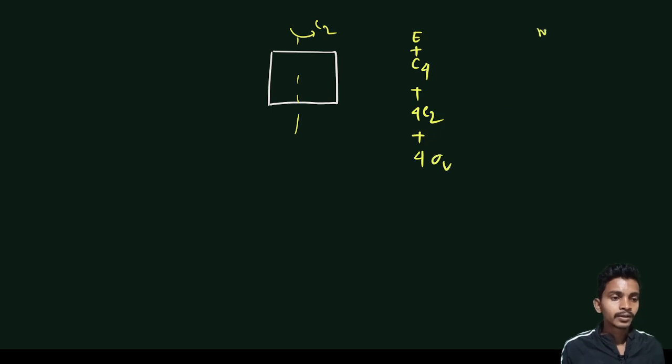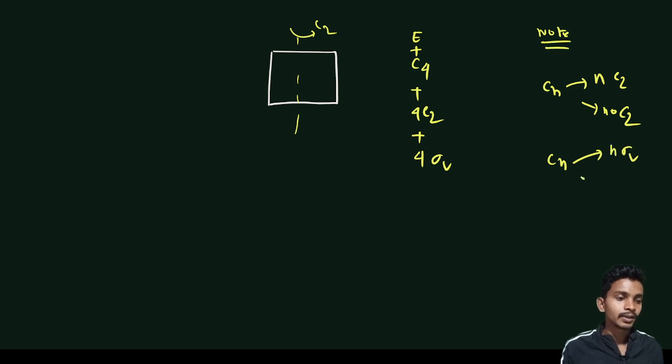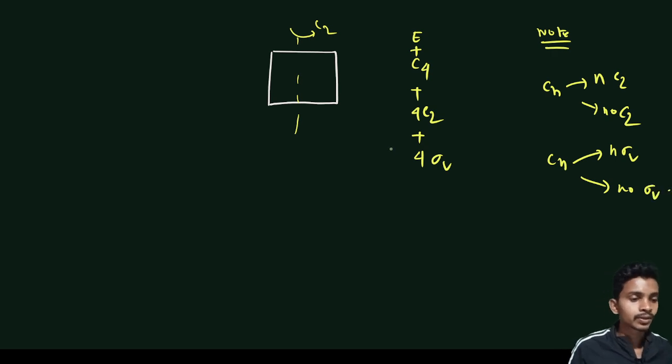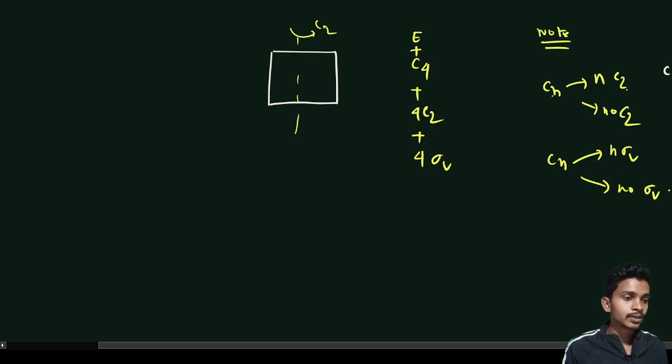And note that if Cn, then n C2 or no C2; similarly if Cn, then n sigma v or no sigma v. This we have been discussing from the very beginning classes. Another point you should note is that Cn and nC2 are perpendicular to each other.